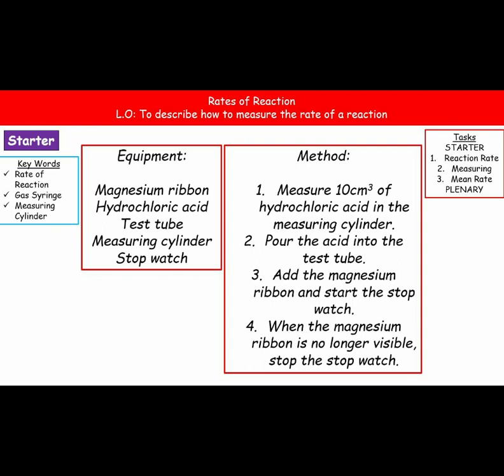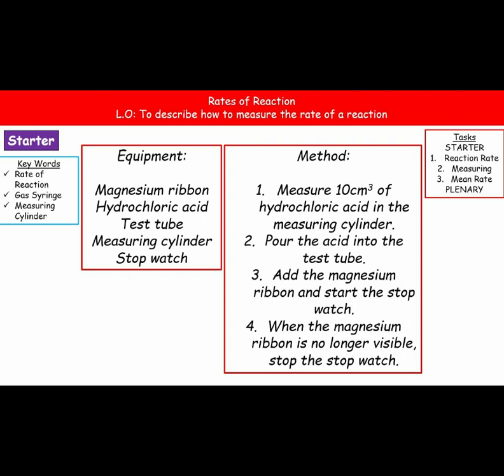In terms of how we can do this, first of all we use our measuring cylinder to ensure we've got a fixed volume of acid. In this case we're going to measure 10 centimetres cubed of our hydrochloric acid. Then we pour that acid into our test tube from the measuring cylinder. We can then add our piece of magnesium ribbon and we start the stopwatch. Then once that magnesium ribbon is no longer visible, you stop the stopwatch, and that gives us the time for the reaction.